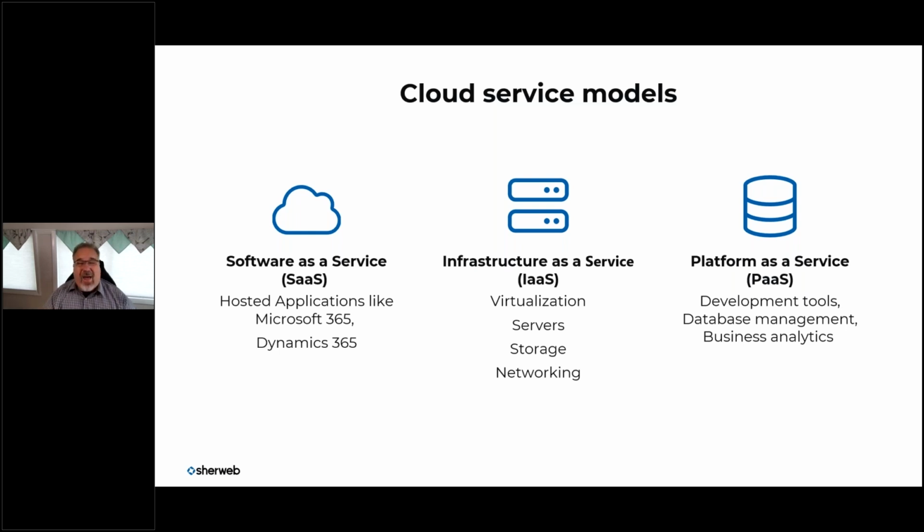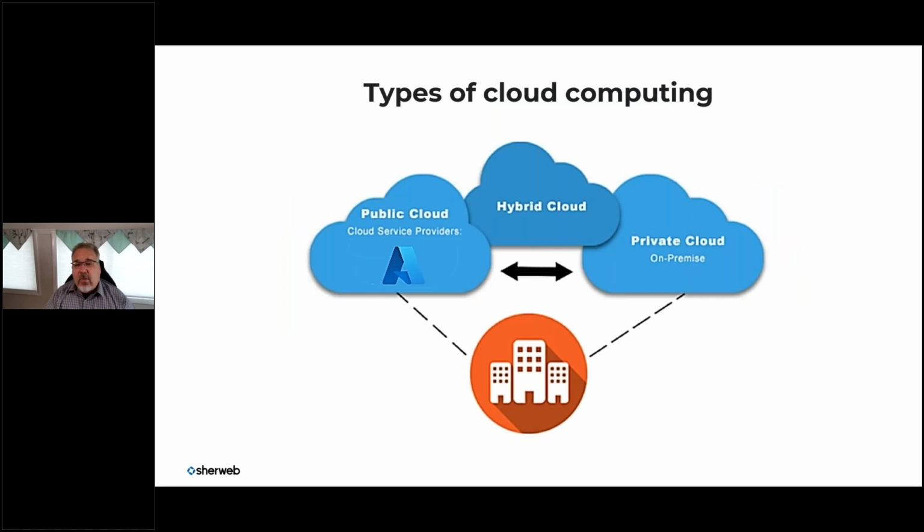And then the third column is platform as a service. So if you're into development, database management, business analytics, Azure, if you're looking to do OpenAI or get into artificial intelligence, that's certainly on the Microsoft platform model. And we can talk more and help you through those questions as they come.